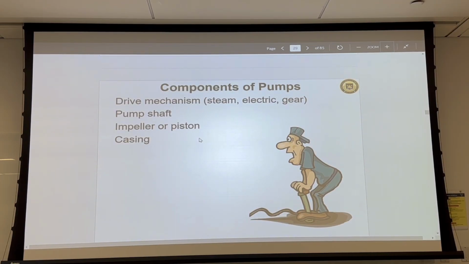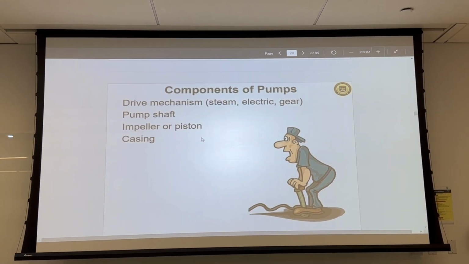Components of pump: drive mechanism, steam, electric, gear. As I mentioned, the impeller won't rotate by itself. It has to have a mechanism to drive it. So use an electric motor, or you can use gears. In the past, they used to use steam engines. Maybe in some areas they still have a use for it.